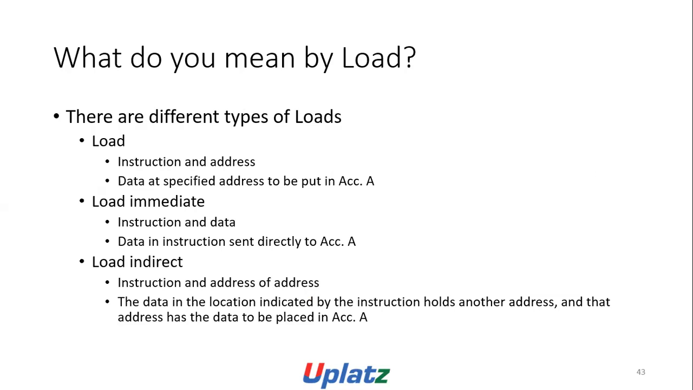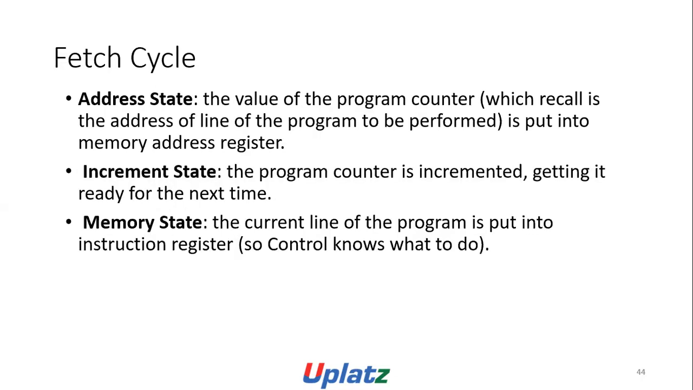Data in instruction sent directly to accumulator A. Load indirect instruction and address: the data in the location indicated by the instruction holds another address, and that address has the data to be placed in the accumulator A. Fetch cycle, address state: the value of the program counter, which recall is the address line of the program to be performed, is put into the memory address register.